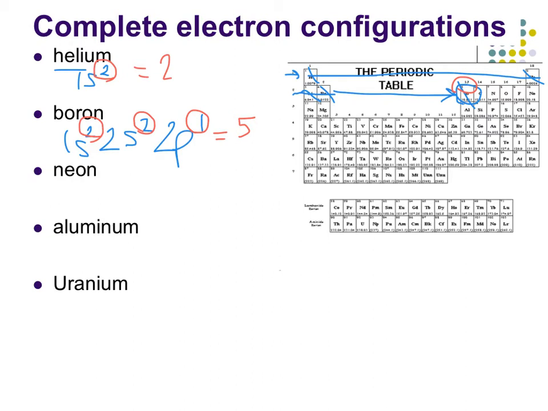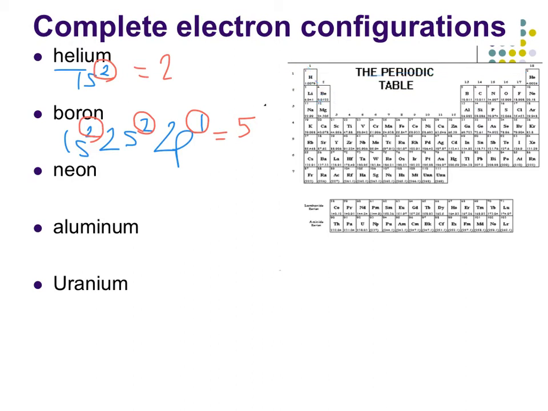Helium would have 2 electrons in the 1s orbital, and that's it. Boron would have 2 electrons in the 1s orbital, it would have 2 electrons in the 2s orbital, and it would have 1 electron in the 2p orbital. We are writing out how these electrons are spaced inside of the atom.